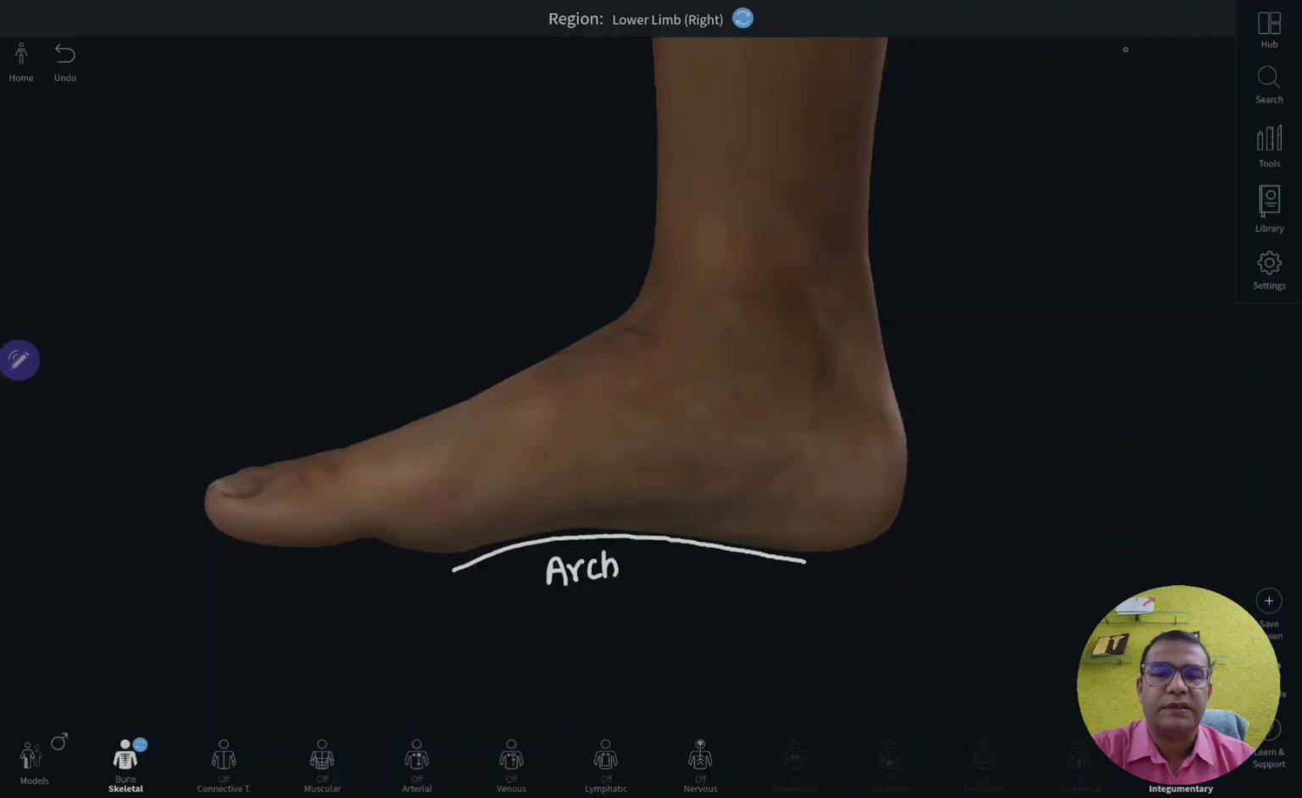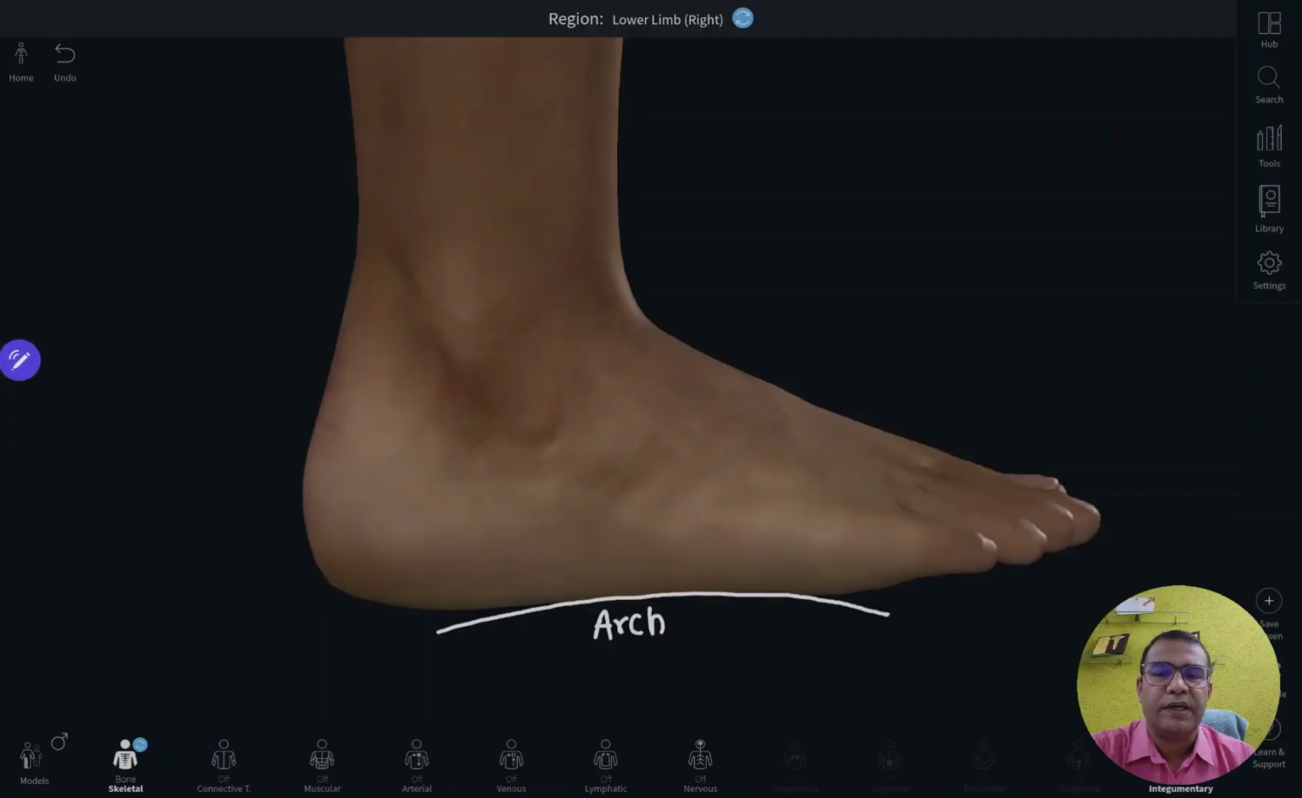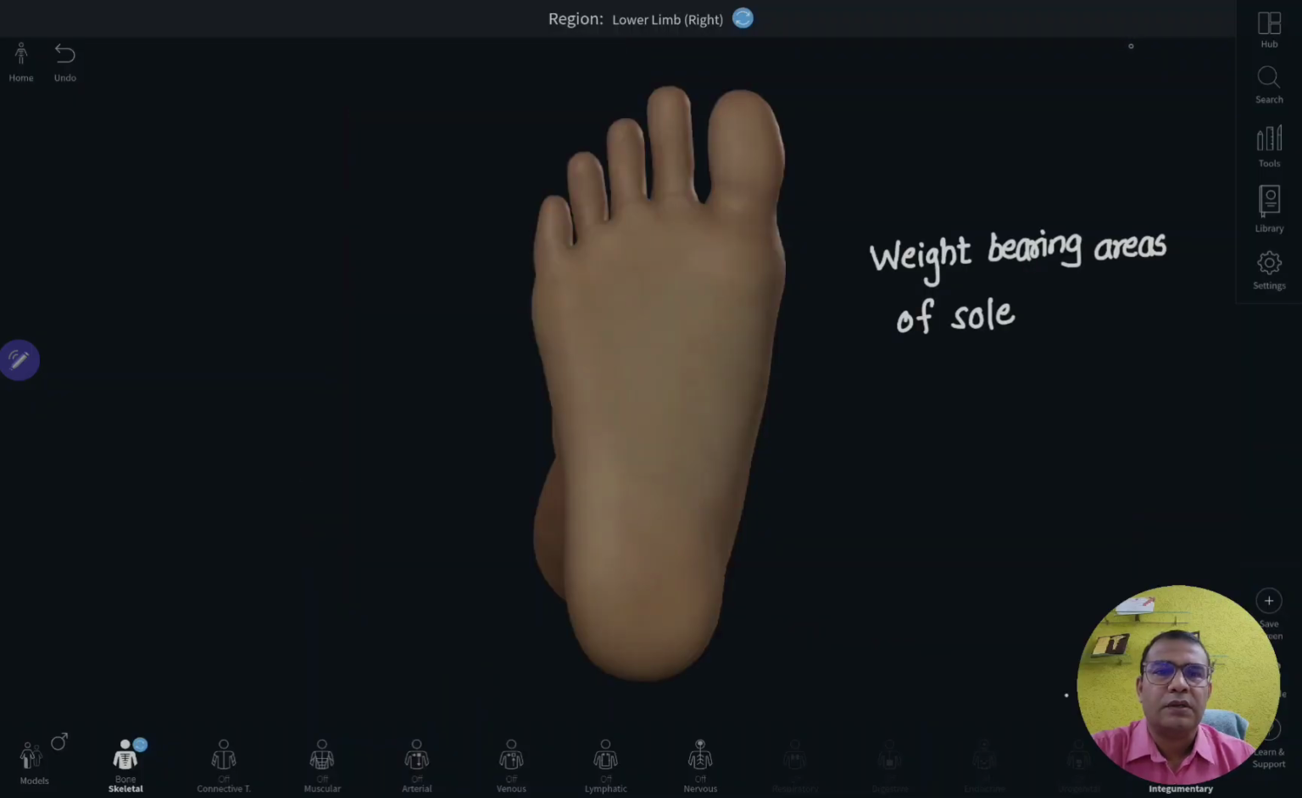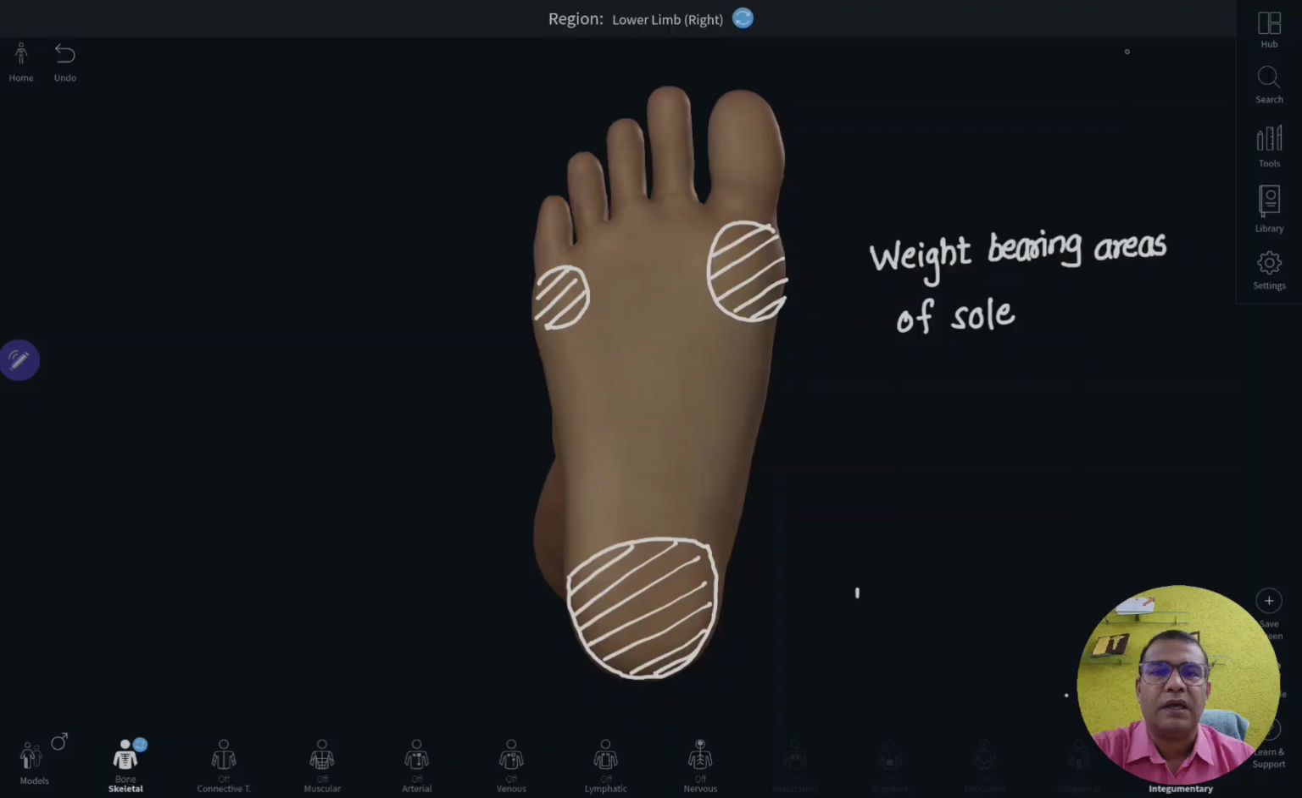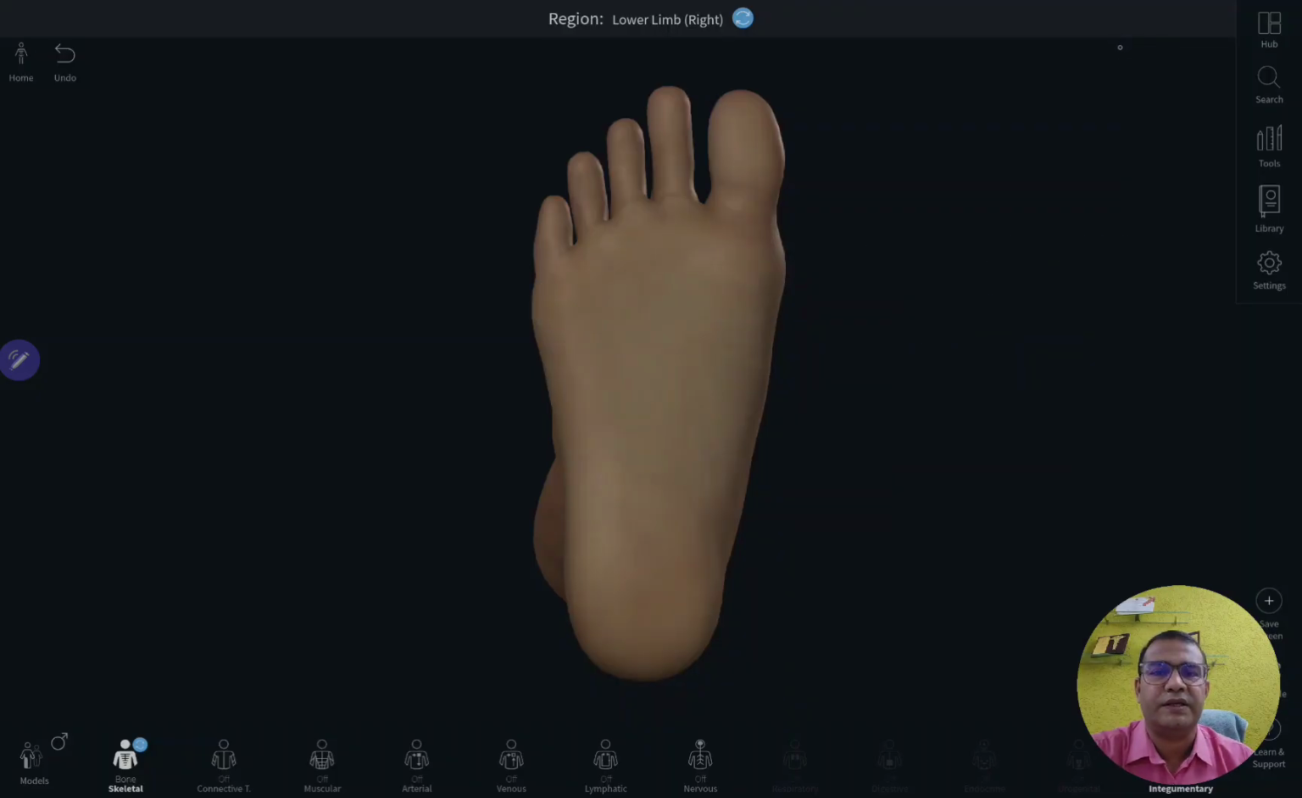So you can see here the arch, medial and longitudinal. These are the weight bearing areas of the sole. Mainly these are over the calcaneum, the head of first metatarsal, head of fifth metatarsal and head of rest of the metatarsals. These are weight bearing areas of sole.